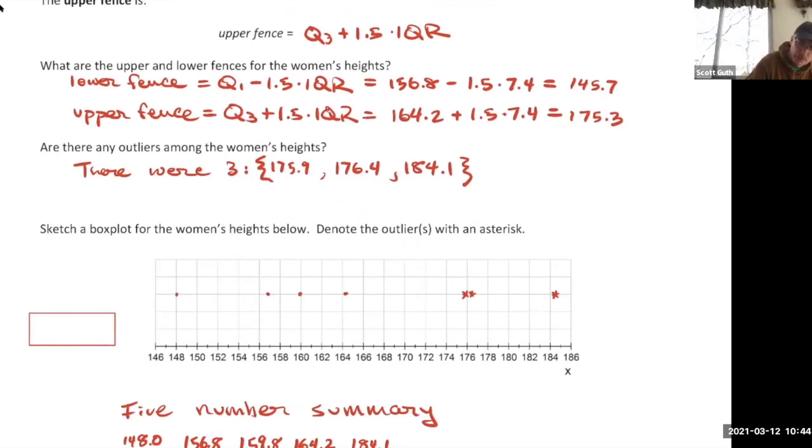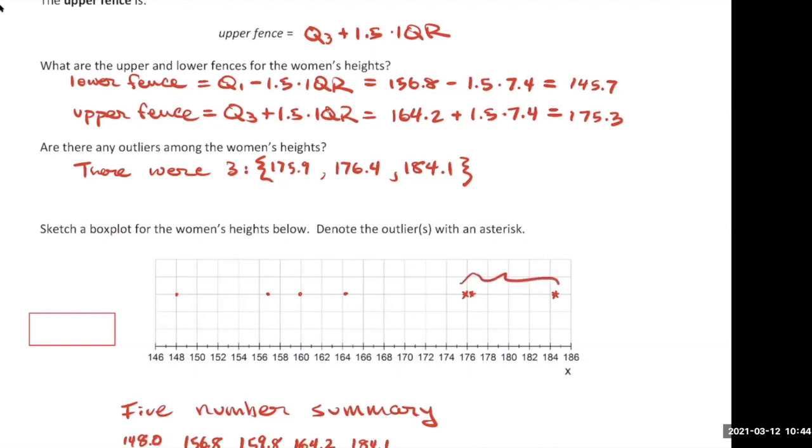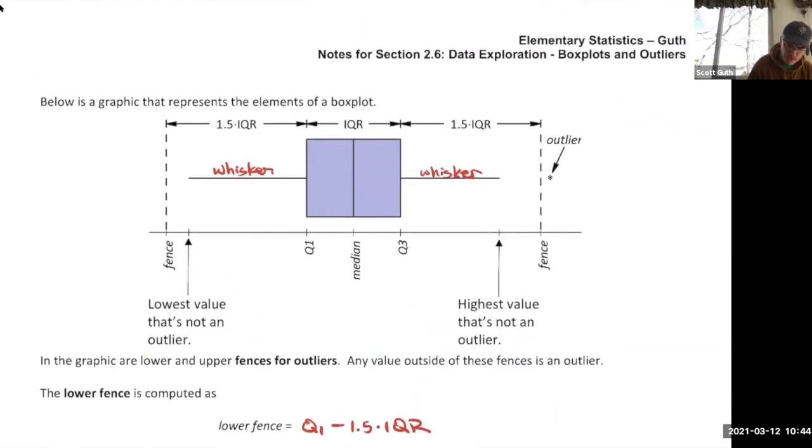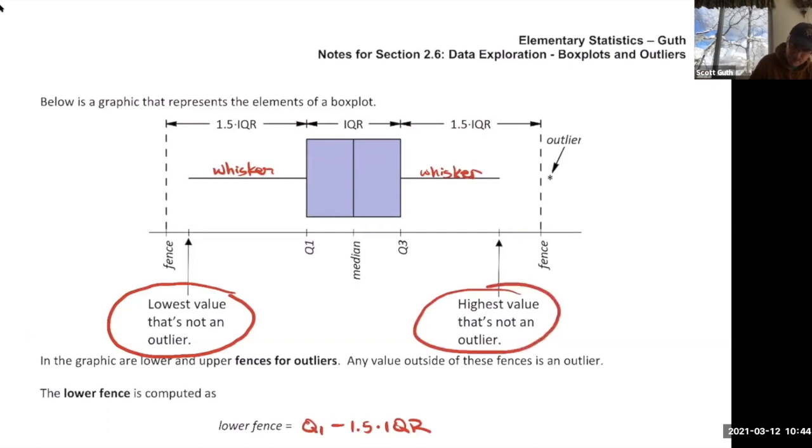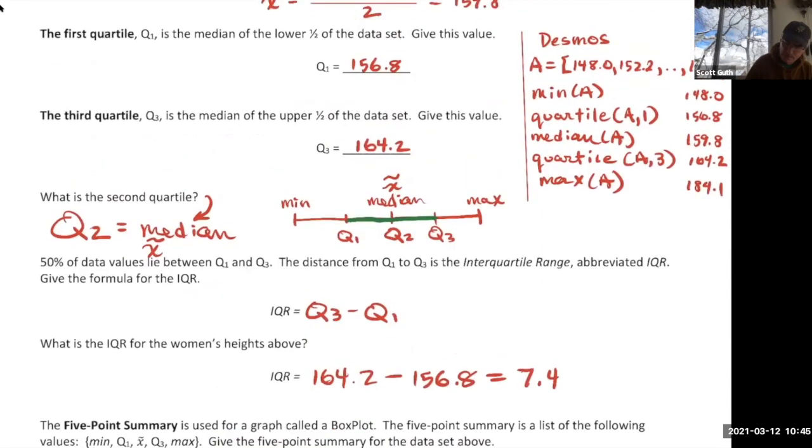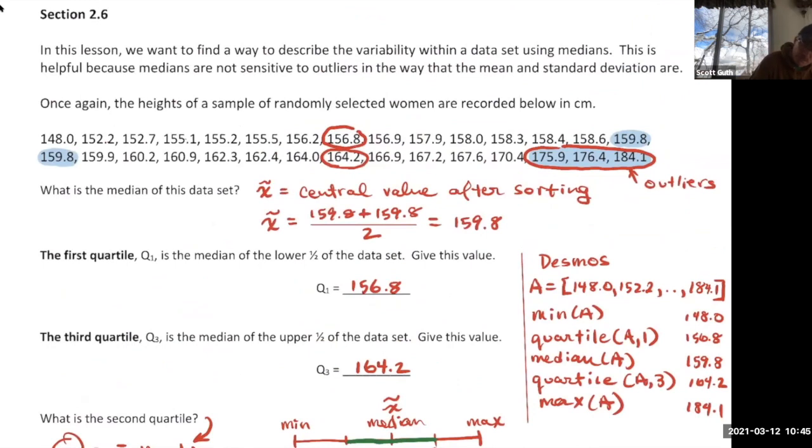Well, there were 3 outliers, right? So I have one more dot to do. Remember, the whiskers go from the lowest value that's not an outlier to the highest value that's not an outlier. There are no outliers on the left, but I didn't make a note of the highest value that's not an outlier. So going back to the data set, this 170.4, that's the highest non-outlier.